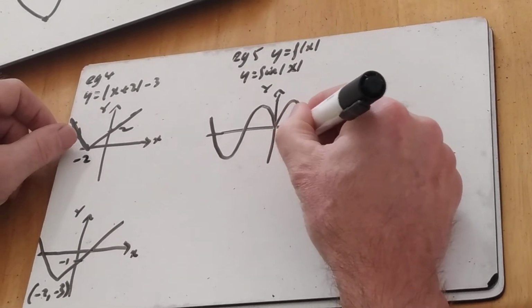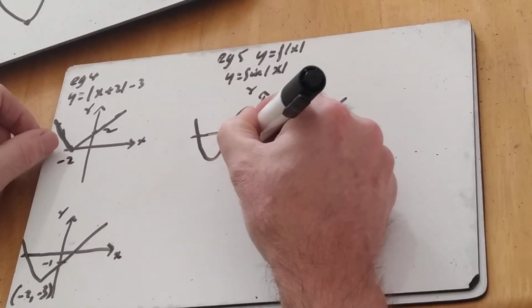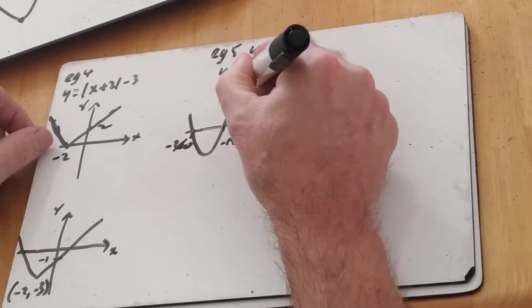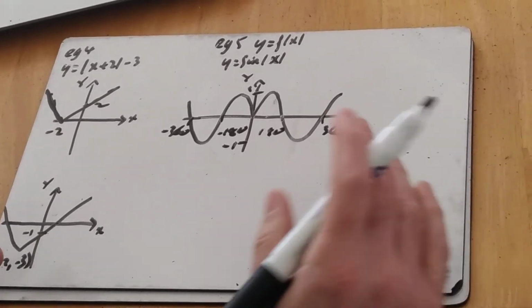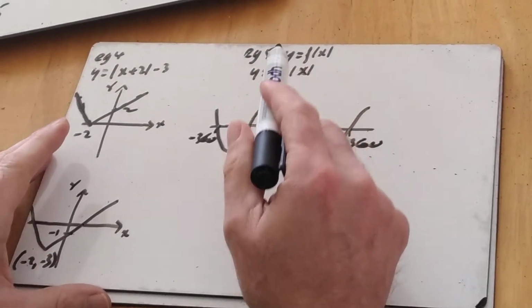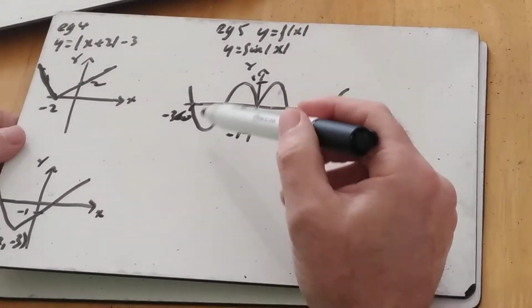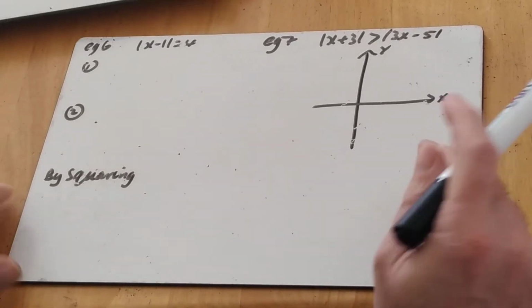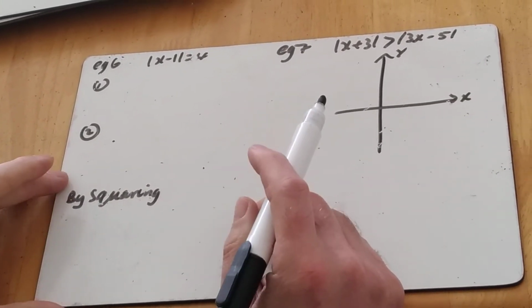Just to complete it, we're going to cross at 180, we're going to cross at 360, we're going to cross at minus 180, minus 360, and with it being sine, we know it tops at 1 and bottoms out at minus 1. So in this case, I don't think there's much to do with f of mod x in our course anymore, less than there used to be, but it's worth looking at that.